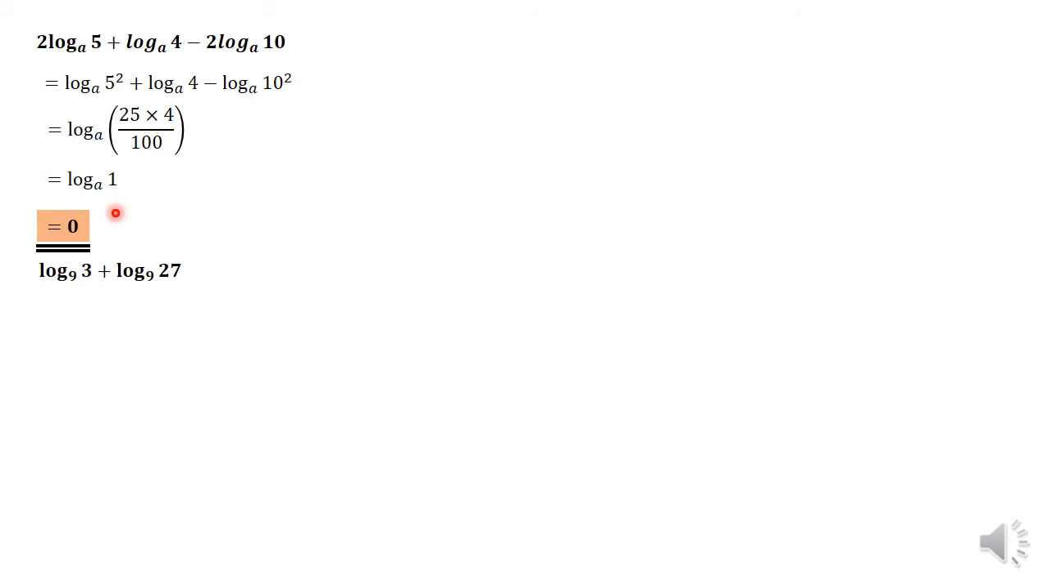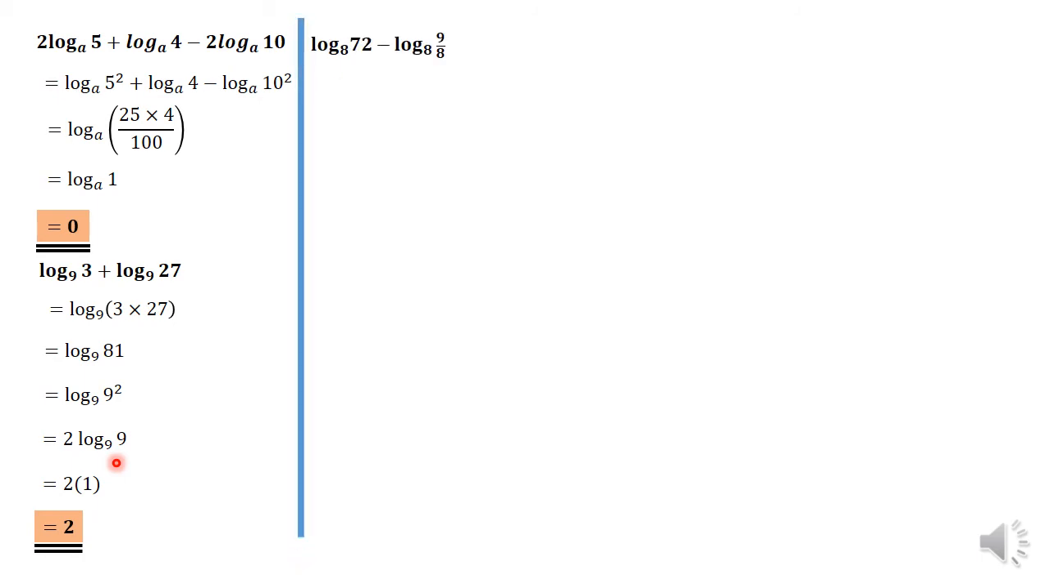Again, if we have log of 3 to base 9 plus log of 27 to base 9, we have log of 3 times 27, all of it to base 9, which is log of 81. Notice that 81 is a power of 9, which is 9 squared. Therefore, we have log of 9 squared to base 9, which is 2 log of 9 to base 9, which is 2 times 1, which is 2, and that is the answer.